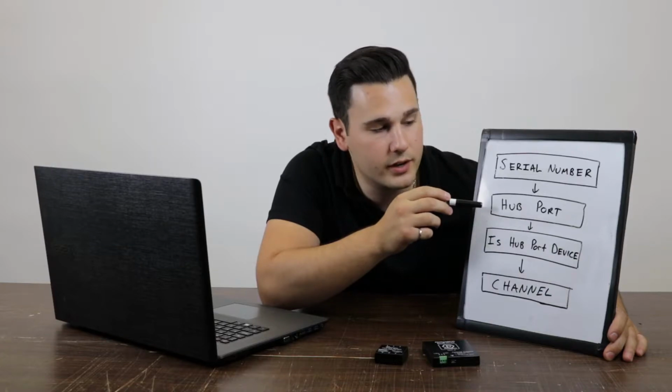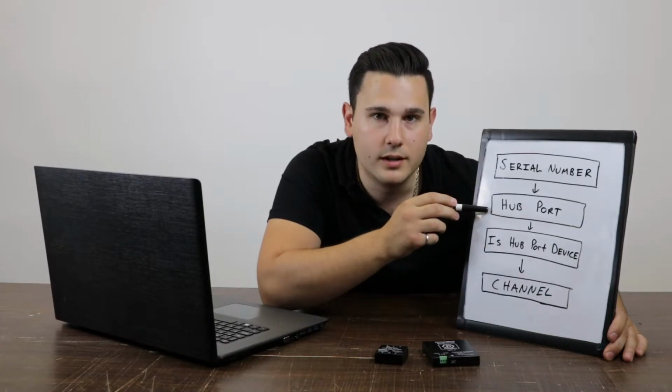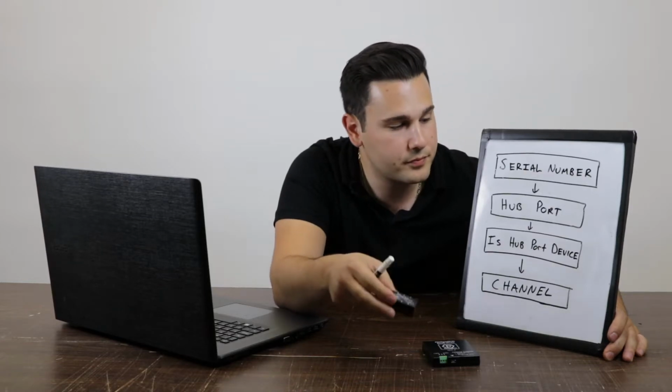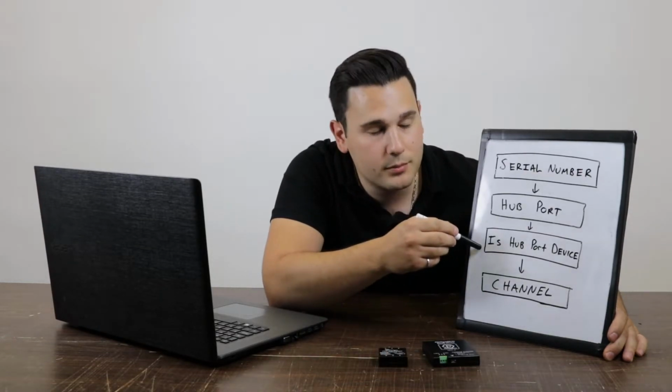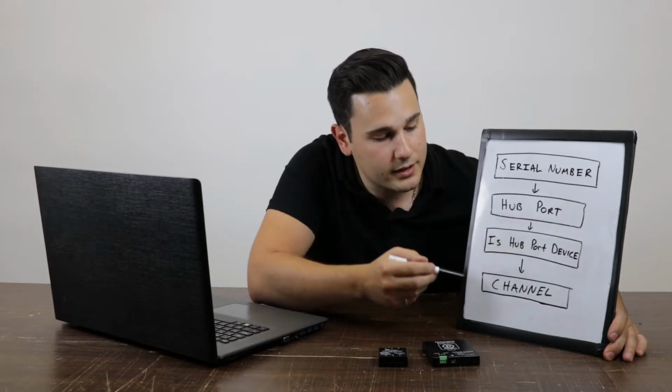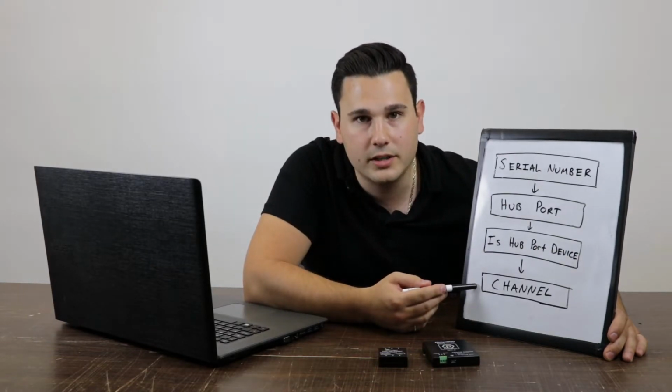If you're using a VINT device, you'll have to set the hub port. The hub port refers to the physical port that your VINT device is connected to. Is HubPort Device must be specified if you want to use the built-in functionality of the VINT hub. And finally, you can use the channel property to differentiate between similar objects in your device.